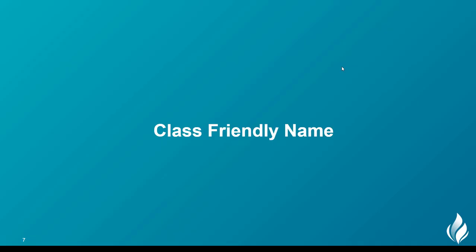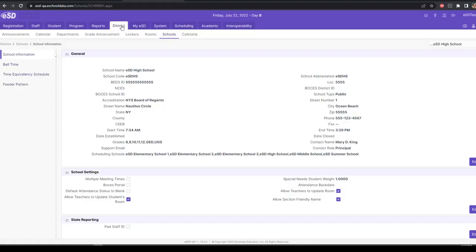The final update in this release is the ability to enable a class-friendly name. If you navigate to District Schools and School Information, you're going to see a new option under the school settings that says Allow Section-Friendly Name. When this option is enabled, teachers will be able to go in and edit the display name that they see for each of their classes within Teacher Connect.